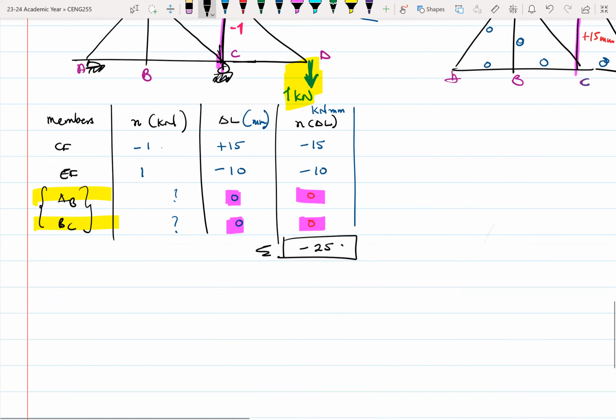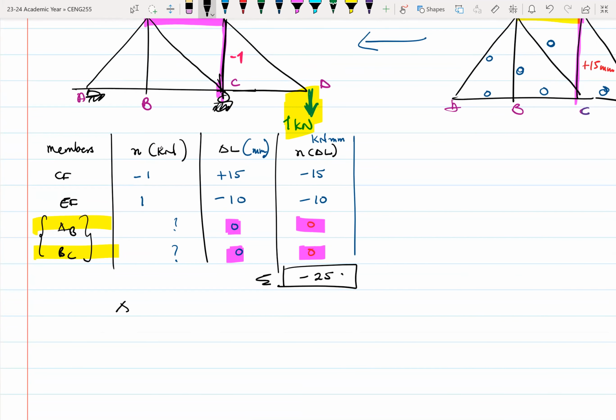So we know that the vertical displacement at joint D is equal to the summation of n times change in length. So this then will be equal to -25 millimeters.